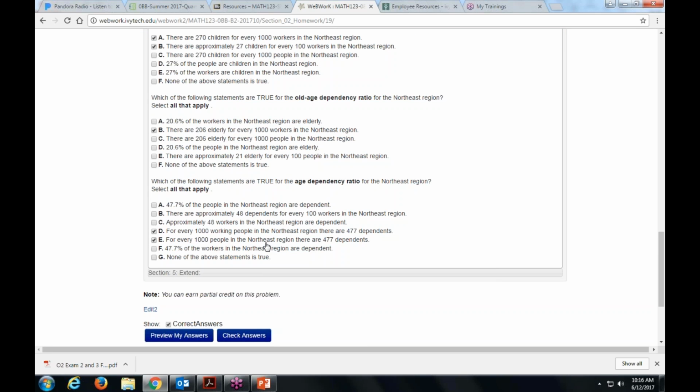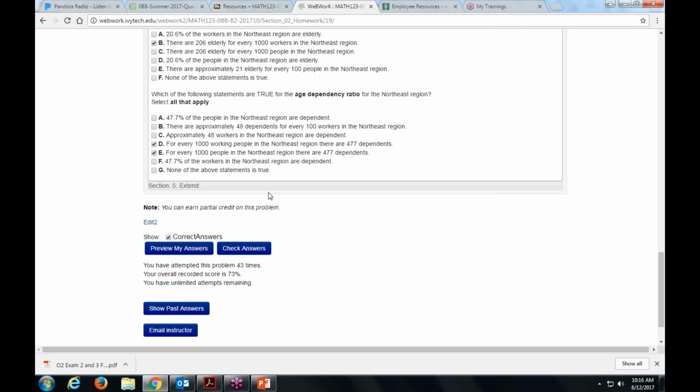Okay, those are the key things that you're looking for. All right, so then we go to the last part. Right now you have marked B and E. Which one of those is not right? E, definitely. Exactly, because it says people, we don't care about people. So you got to go back and see which ones are talking about workers, and then which ones make sense. Like if you look at letter C, it says approximately 48 workers in the Northeast region are dependent.